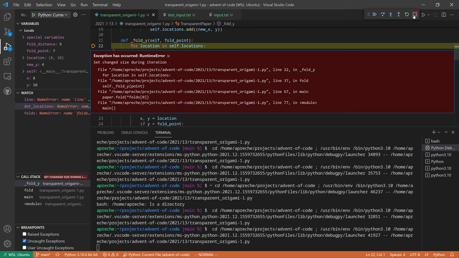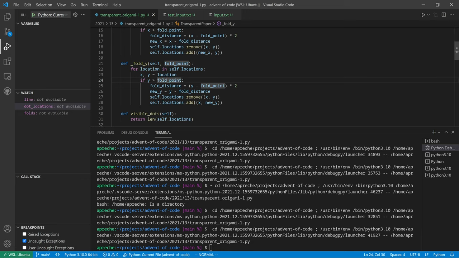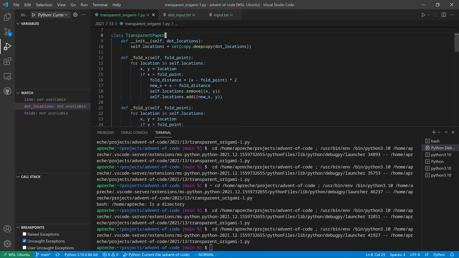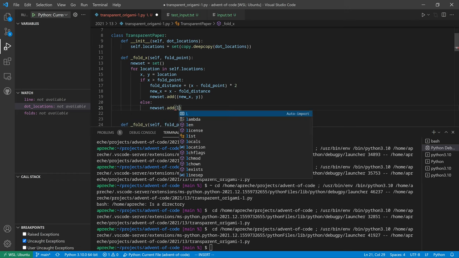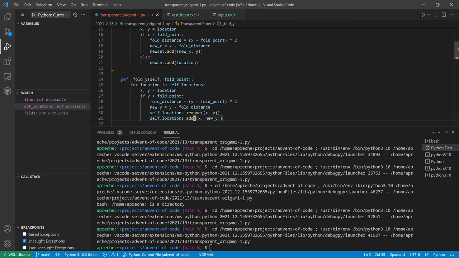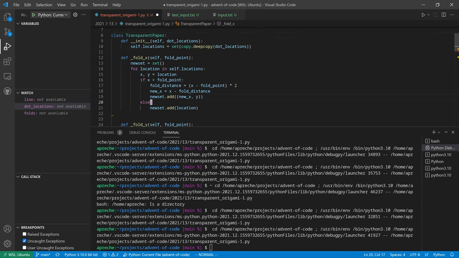Set changed size during iteration. Oh. So you iterate over a set, you can't modify that set while you're doing it. Okay, so we'll just have to do this. We don't need the remove anymore. There we go.